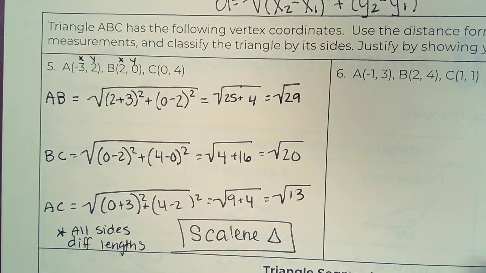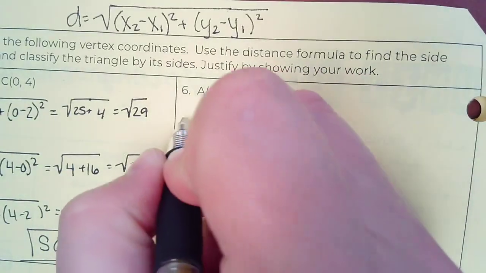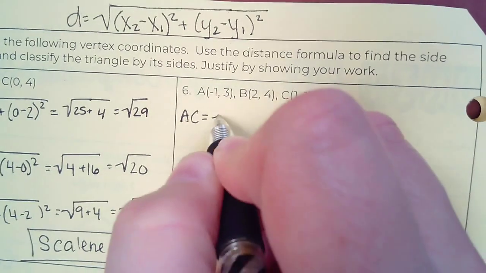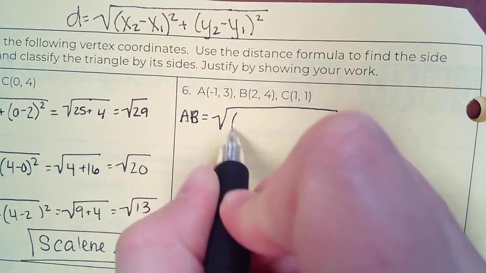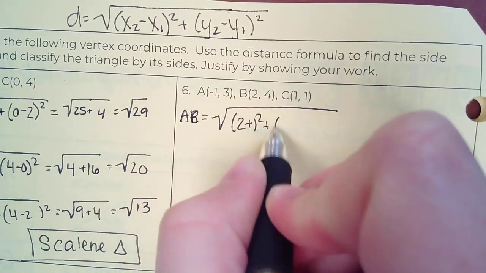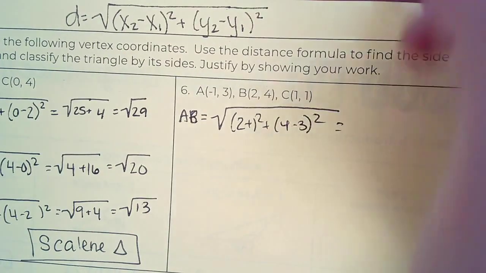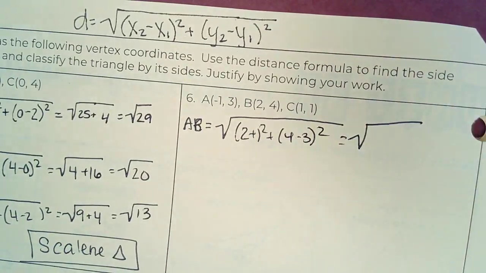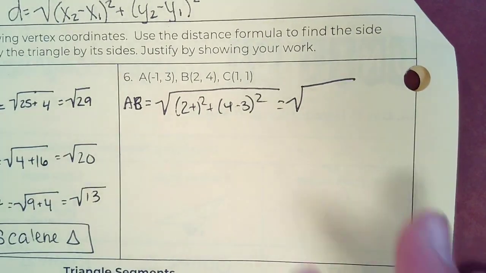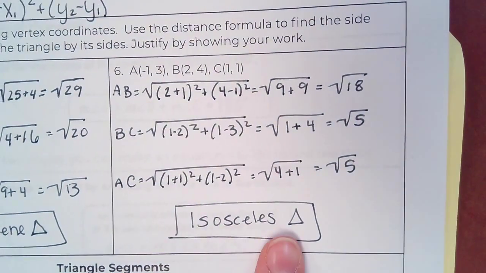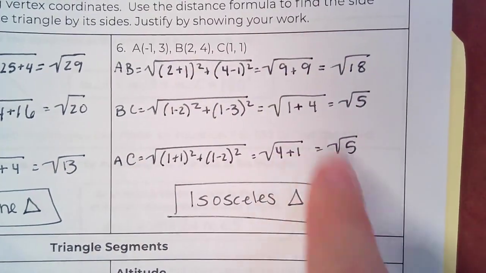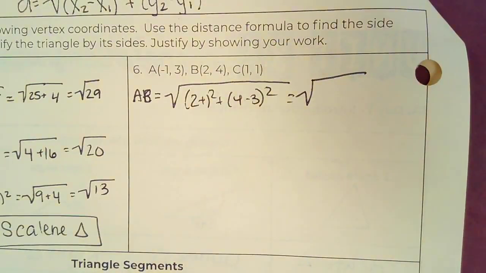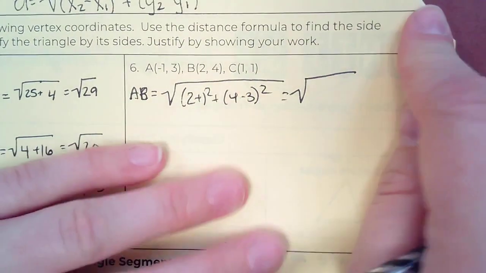Try number 6 on your own. So let's do AB first. AB, we have 2 plus 1 squared plus 4 minus 3 squared. Try this one on your own, pause it and come back. Okay. Here's my work. If you did not get isosceles, go ahead and finish watching number 6 with us. If you did get this, you can go ahead and skip to the next question on the video. I'll go ahead and finish 6 for those of you that did not get it.